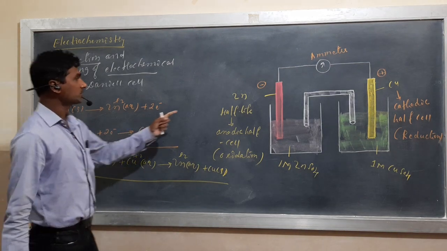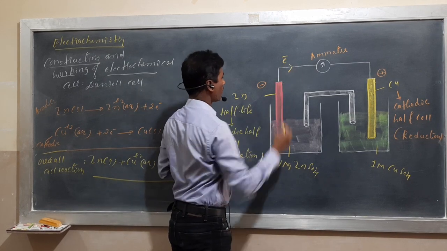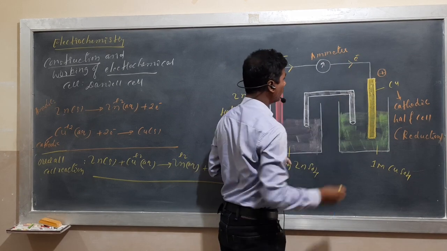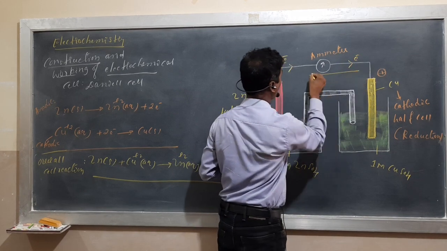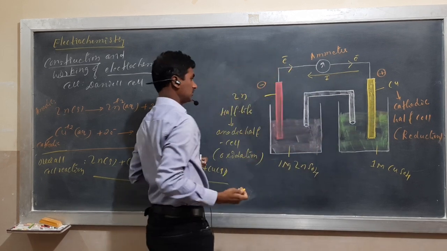So zinc, by loss of electrons, the electrons flow from the zinc electrode to the copper electrode. And the current flows from the copper electrode to the zinc electrode.